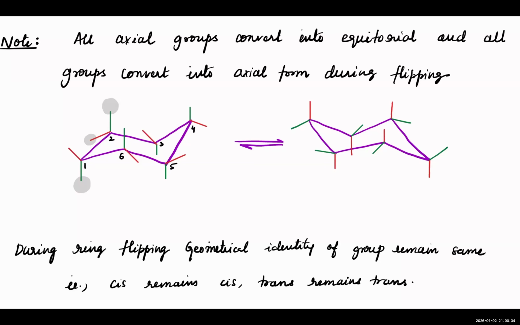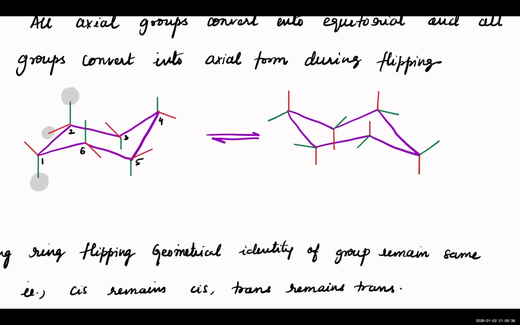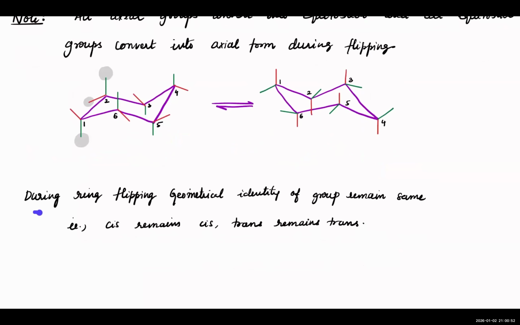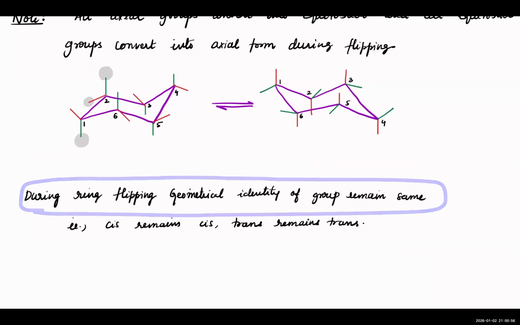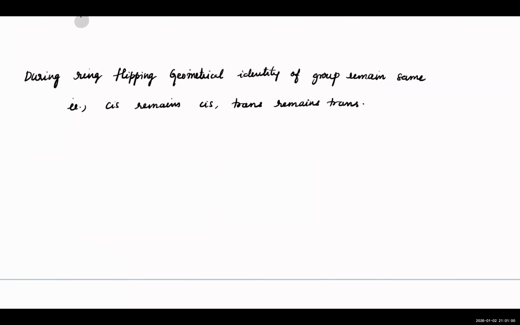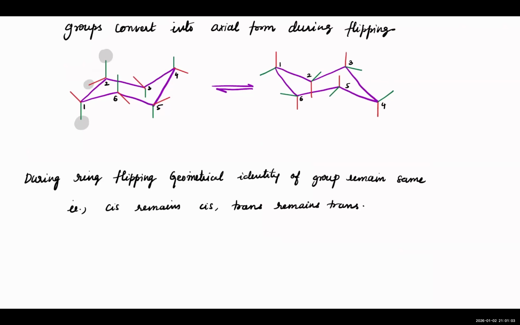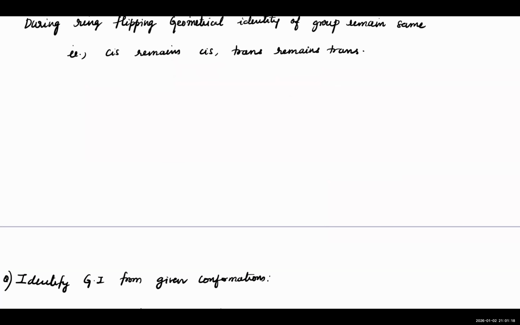Everybody clear? Now let me put the numbering for all of this. So it is 1, then 2, then 3, 4, 5, and 6. Hence, you can notice that during the ring flipping, the geometrical identity of the group remains the same. That means cis remains cis, trans remains trans. Got it? Now that's what I need to showcase, and we can make it a perfect table out of it. When do we call something cis and cis or trans and trans? Let me take this particular diagram as the reference, and from here I can clearly make a table showcasing the positions of the carbons and whether they are cis or trans.